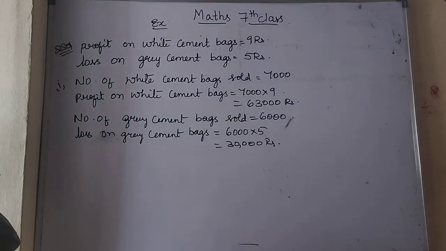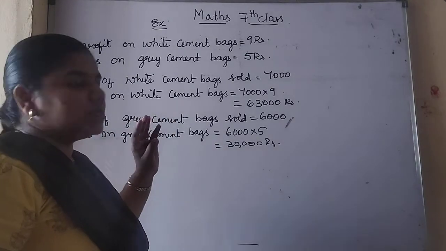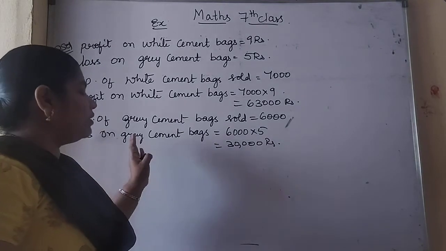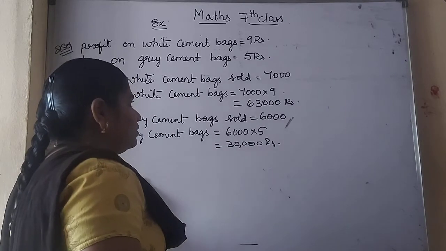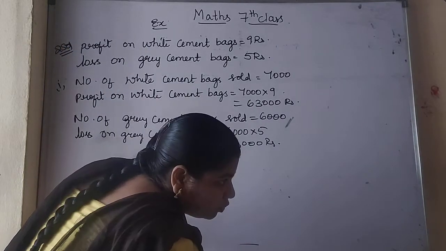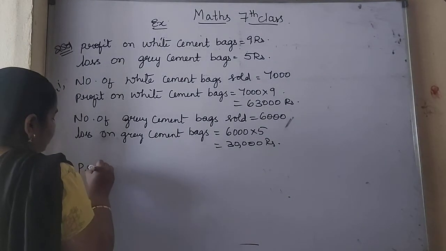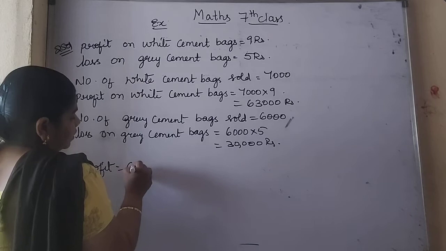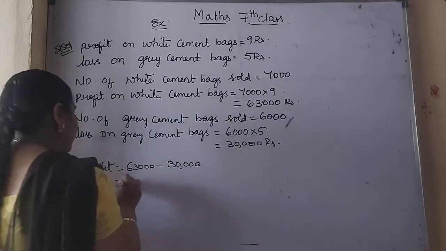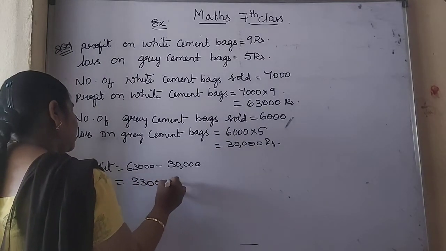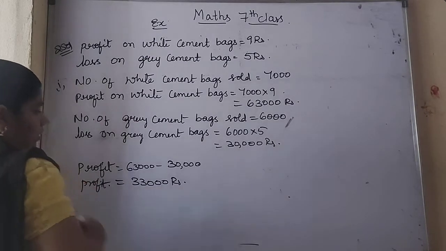They are getting profit, because they got profit on white cement bags is 63,000, and on grey cement bag they are getting the loss of 30,000. So 63,000 minus 30,000 will be how much? 33,000. 33,000 rupees they got profit extra. So they got the profit here. So profit is equals to 63,000 minus 30,000 rupees. That will be equals to 33,000 rupees profit they got. So this is our first one.